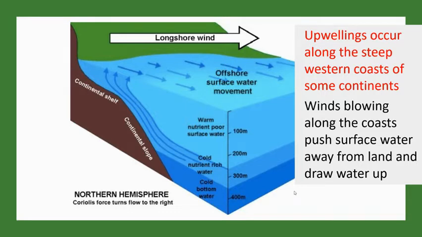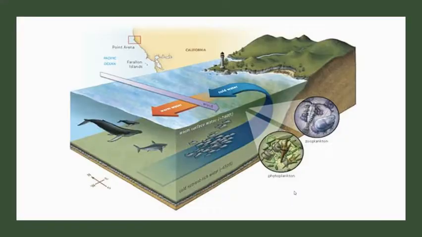So, like we were saying, winds blowing along the coast push surface water away from the land, and that draws water up from the deeper areas. Another diagram here for your perusal. You can see the wind moving crossways in this case. But as the warm water gets pushed away from the land, cold water upwells, and that's where the fish like to be.